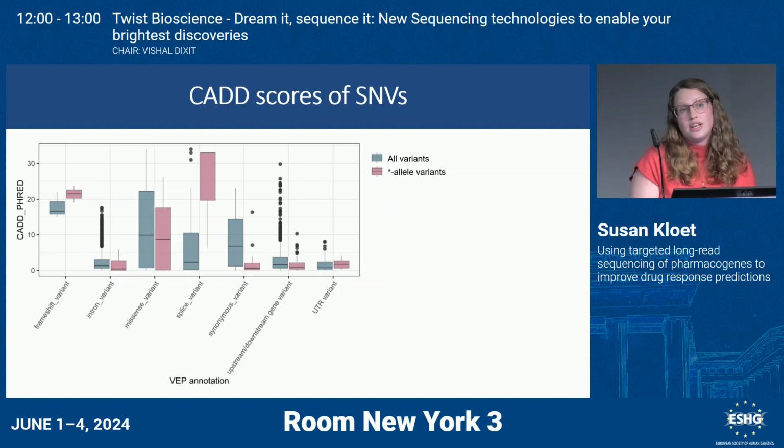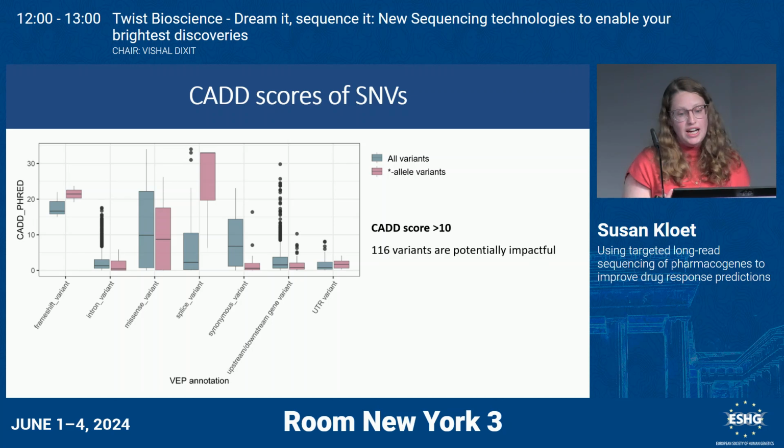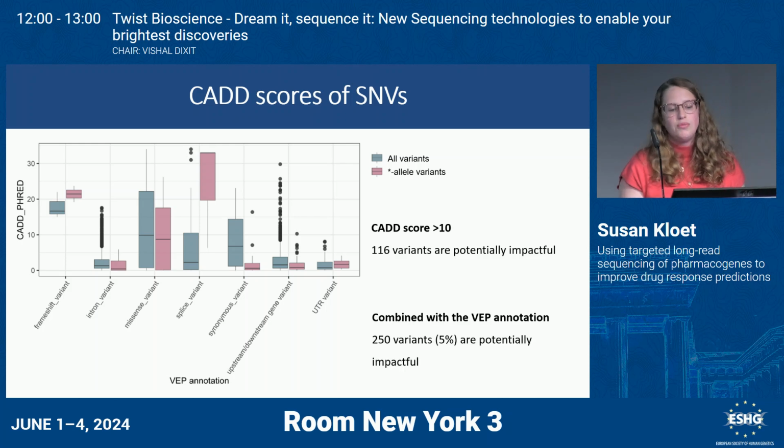So we decided to use a cutoff of 10 to try to identify other potentially impactful variants in our data set. And when we apply that threshold of 10, we find that 116 of the variants are potentially impactful. And this is on top of the variants we already identified with the VEP tool. So in total, we've now found 250 variants in our data set. That's 5% of the variants that we identified that may be potentially impactful.